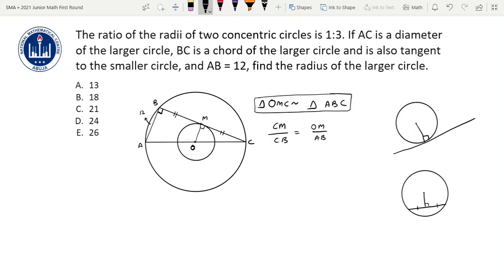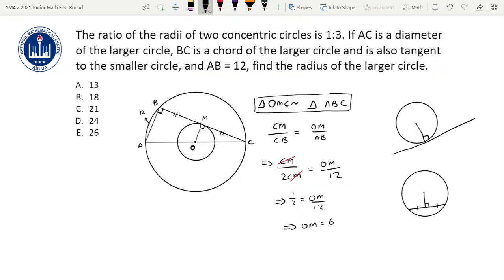And then notice that CM is half of CB, because CM is equal to MB, and CM and MB make up CB. Another way to write this is, CB is 2 times CM since BM is equal to CM. So we'll have CM over 2 CM equals OM over AB, which is 12. Then this CM cancels this CM here, and you have 1/2 equals OM over 12, and finally you have OM equal to 6. That's 12 divided by 2.